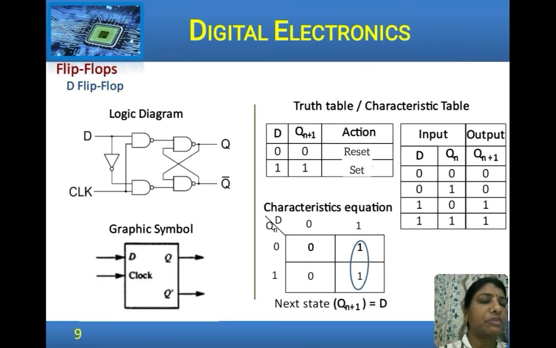So, this is the truth table for a D flip-flop, and in the expanded form, for an input of 0, if the previous state was 0, then the next state is 0. Even if the previous state had been 1, the next state is 0. But for an input D of 1, irrespective of the current state, the next state is 1. And the characteristic equation, considering the two inputs D and Qn, Qn plus 1 can be got, and it is D.